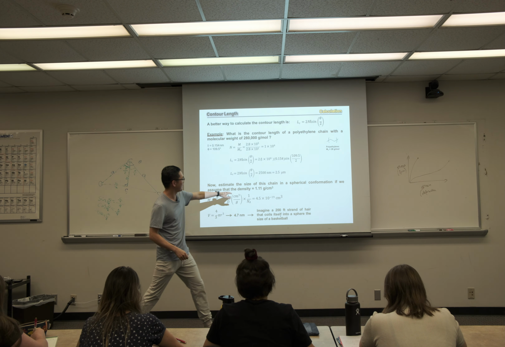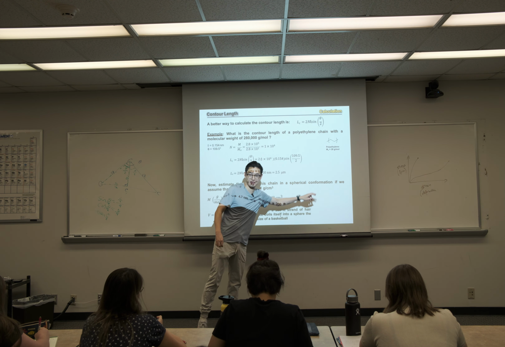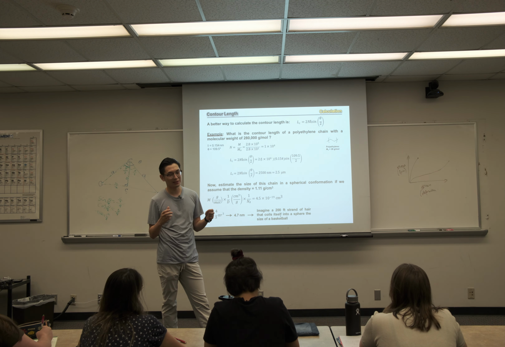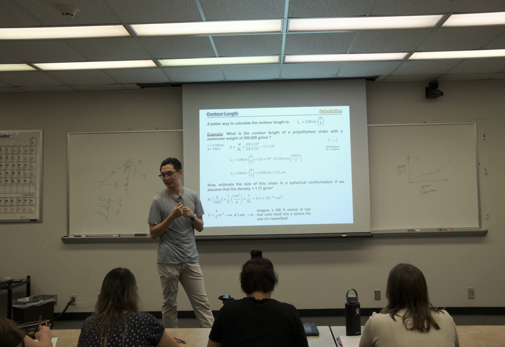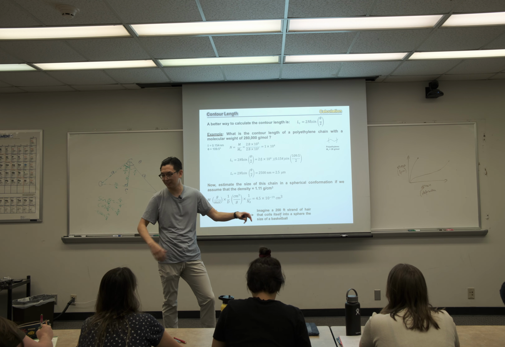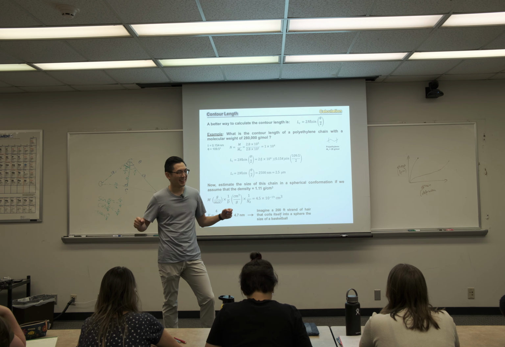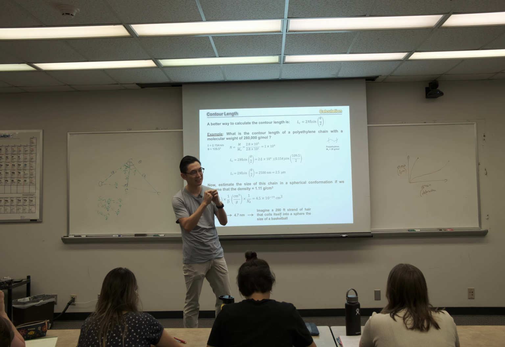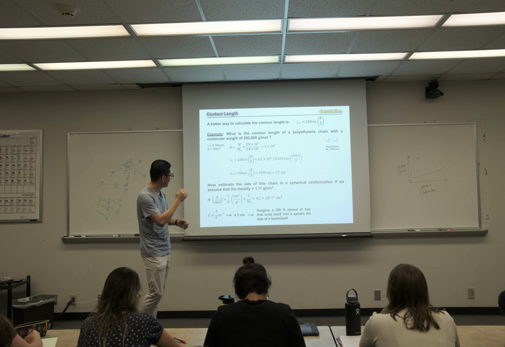And now estimate the size of a chain in spherical conformation. What this spherical conformation example asks you to understand is: what if the chain is in a bad solvent? In a good solvent, the chain will swell and be swimming around like a newborn baby, really happy. If it's in a bad solvent, it's not happy, so it will compact into a very tiny compact sphere. So how can we get the size of that?